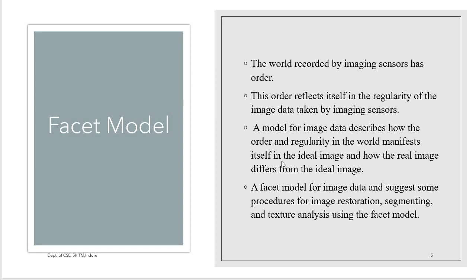Here we are talking about the observed data, and how much percentage of it is going to match with the idealized data, the ideal data and the real image. If any difference is there, then we are going to find the error. A facet model for the image data suggests some procedures for image distortion, segmenting, and texture analysis using the facet model.